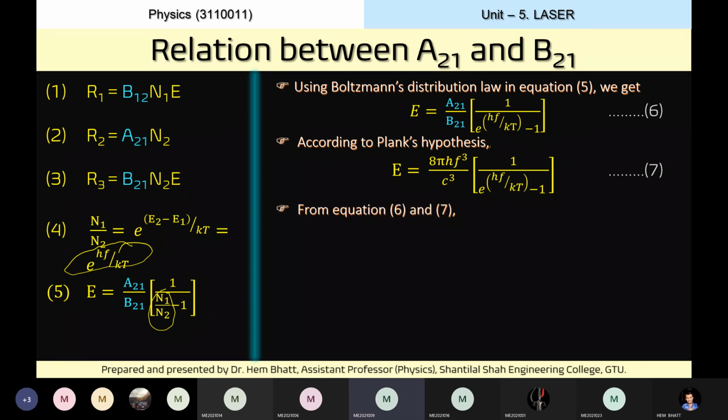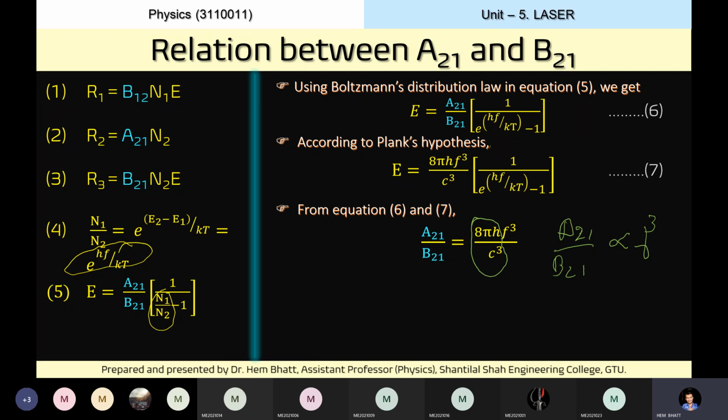A21 upon B21 value. Very good. That is what we are looking for. It says that A21 by B21 is 8 pi hf cube by c cube. Now here all these terms are constant. If you look at all these terms except f, everything is constant. So you can say that A21 by B21 is directly proportional to f cube.